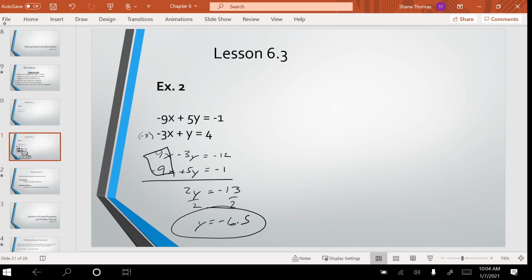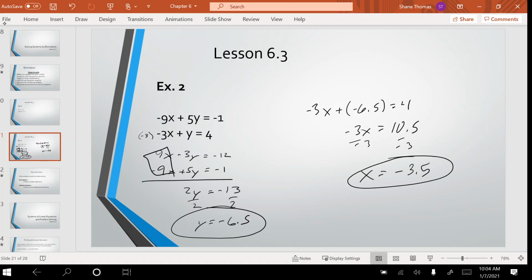Take it, plug it back into one of the originals. So let's plug it into number 2. 3x plus a negative 6.5 is 4. Add the 6.5 over, so I have negative 3x is equal to positive 10.5. Divide both sides by negative 3. x is going to be negative 3.5. All right, good with that? Remember doing those?